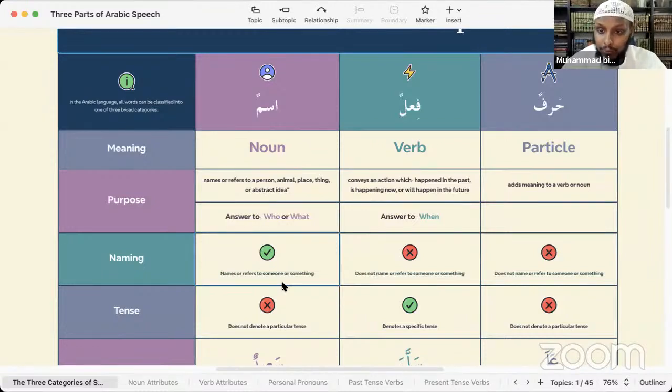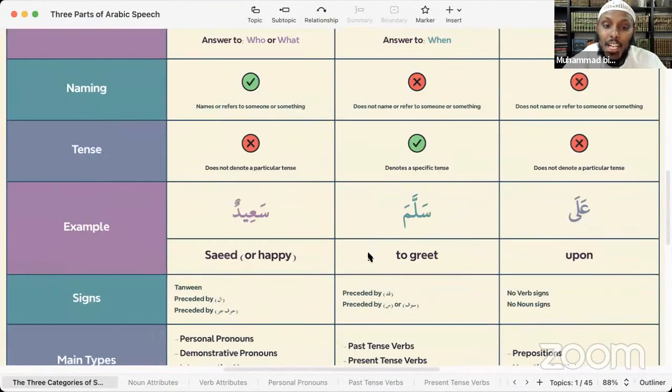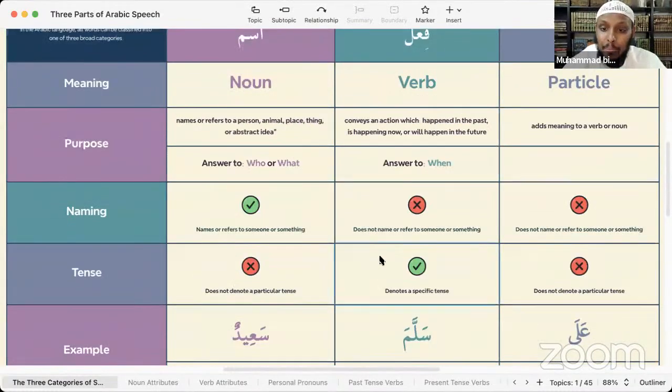طيب, how about fi'l then? What's the difference, the main difference between ism and fi'l? The biggest difference between ism and fi'l is tense, time. Fi'l is something that happens. It's an action. And that action has a specific time. So we got three tenses. We have past, present, and future. A fi'l has to fall into one of those three tenses. That's why a fi'l can always answer the question when. But an ism can never answer the question when.